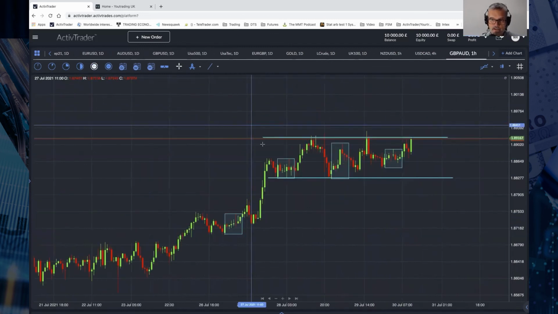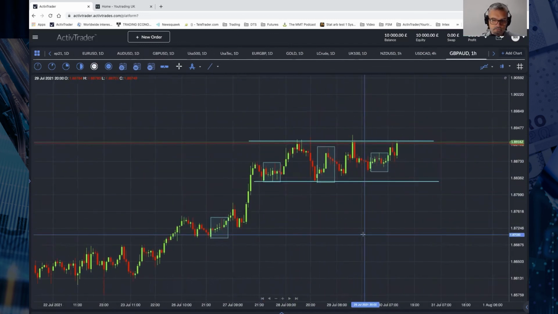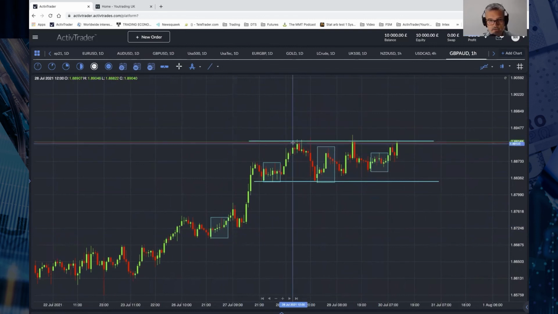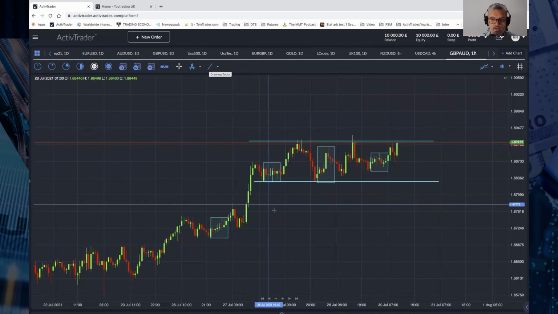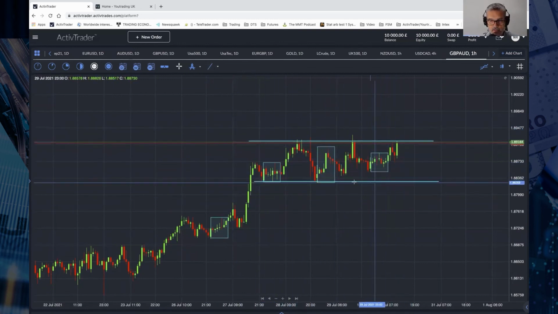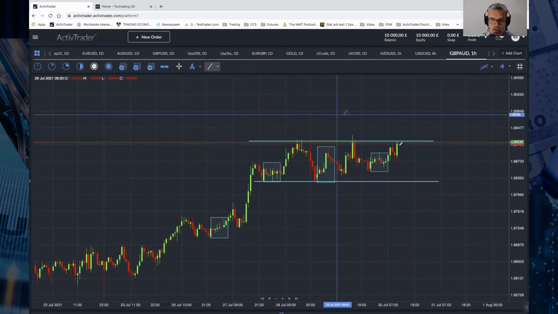But going back to the British pound Aussie dollar, British pound at the moment is the strongest. Aussie dollar is one of the weakest. So for this to continue higher now, I'm going to say ignore the London breakout trade, if you like. But now we've got this nice sideways pattern, I'll be looking for a clean breakout.